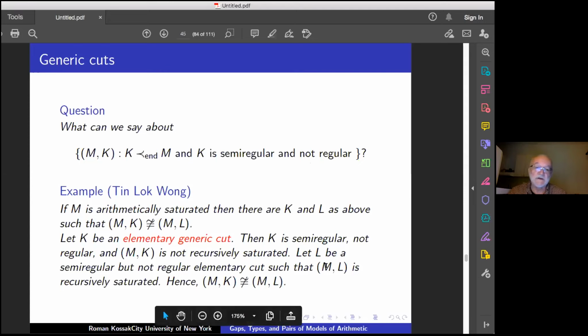And now we use another result of Wong and Kay to say that generics are fine, except the pair is not recursively saturated. So those pairs with an elementary generic cut necessarily are not recursively saturated, and that's how you get non-isomorphic models, and that's the state of the art. That's the best we can do so far about this question.